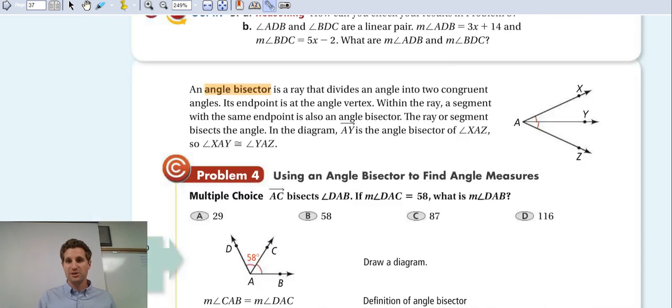All right, our last piece here is an angle bisector. Okay, so we want to go ahead and draw this picture. And it says an angle bisector is a ray that divides an angle into two congruent angles. That's all you have to write there. So this ray, AY, cuts our larger angle into two congruent angles. We call that an angle bisector. Okay? Let's look at some examples.